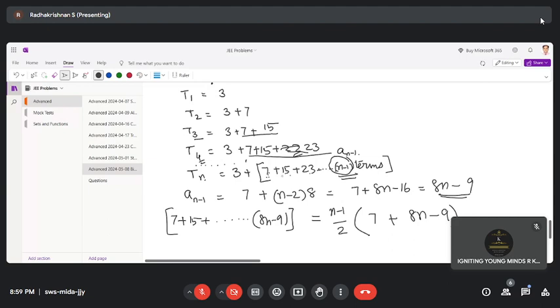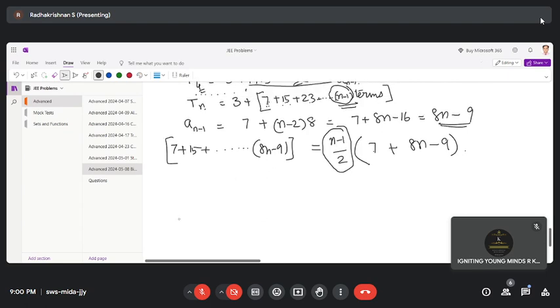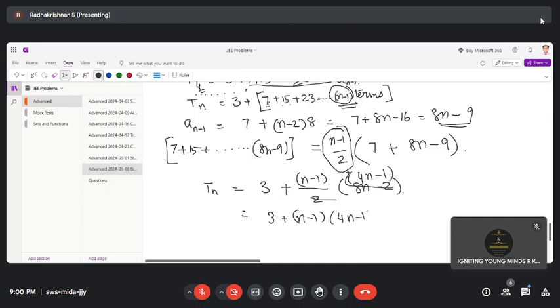So for this expression 7 plus 15 plus 23, if you know another formula, you can apply that also. The formula that I am applying is A plus L divided by 2, that is the average, into N. Here N is n minus 1. So n minus 1 by 2, 7 plus 8n minus 9. Therefore, your Tn is going to be 3 plus this. 8n minus 2, so we cut it and get 4n minus 1. So basically it is 3 plus n minus 1 into 4n minus 1. Did you get this? Yes, sir. Okay. Did others also get? I think Santana Mariraj is answering. But what about?